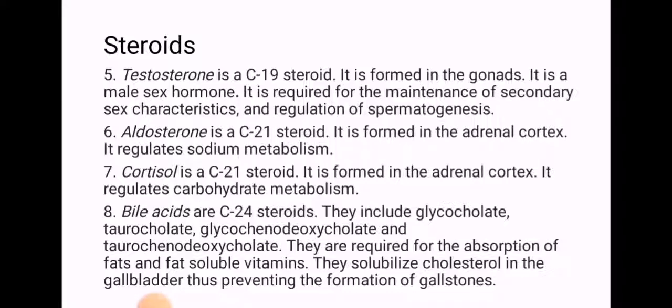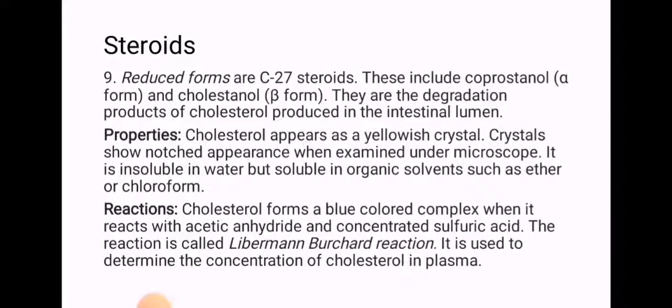Bile acids are 24 carbon steroids. They include glycocholate, taurocholate, glycochenodeoxycholate, and taurochenodeoxycholate. They are required for the absorption of fats and fat-soluble vitamins. They solubilize cholesterol in the gallbladder, thus preventing the formation of gallstones. Then reduced forms are C27 steroids. These include coprostanol, alpha form, and cholestanol, that is beta form. They are the degradation products of cholesterol produced in the intestinal lumen.